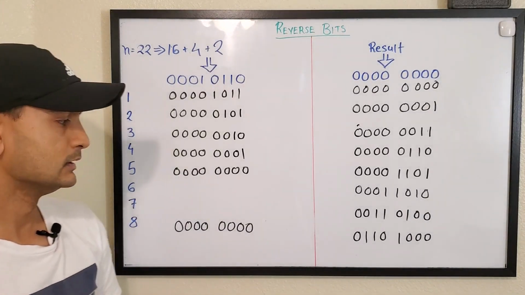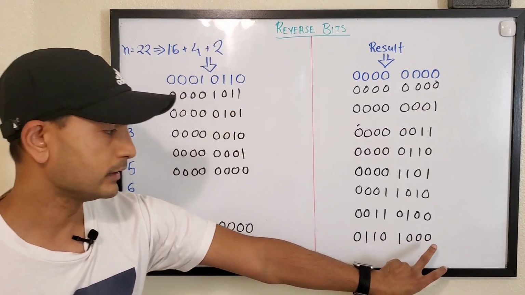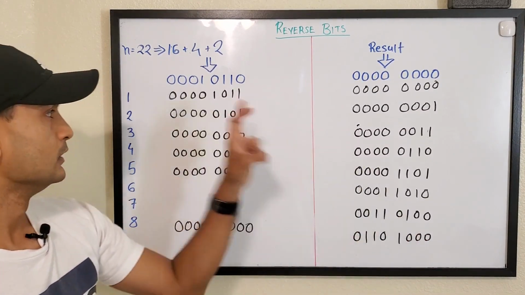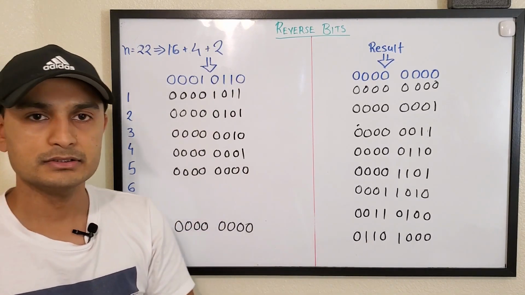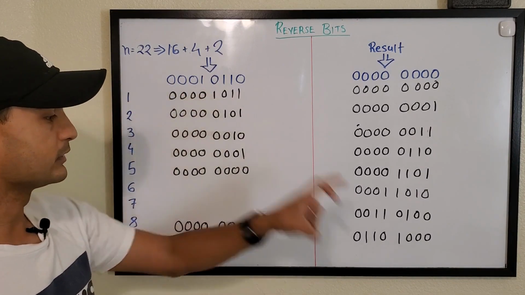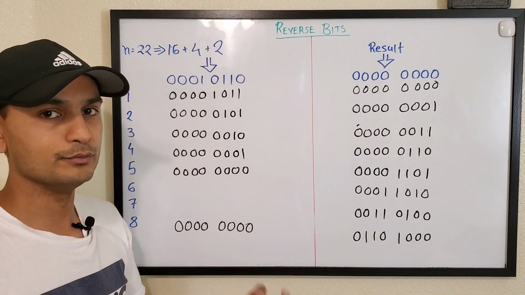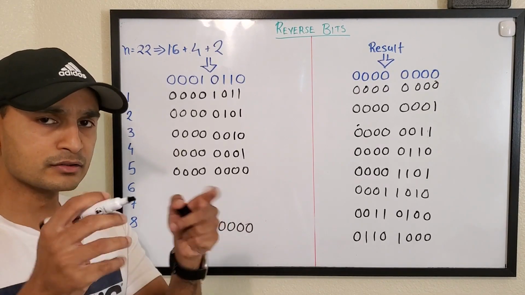So there you go, guys. We have our starting number as 0001 and our reverse integer is 0001. Then we have 0110, 0110. So that's exactly the reverse of 22's representation in bitwise, obviously. So that's the approach. Let's go to the computer.